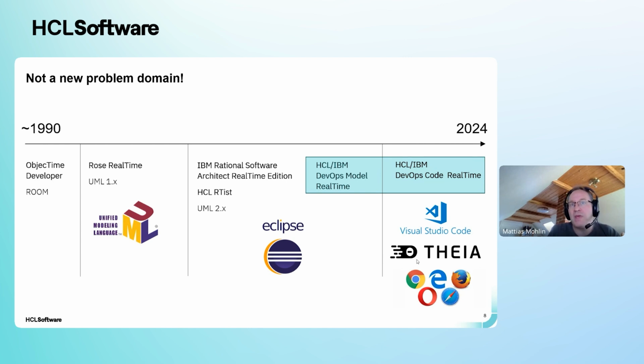And the big new thing in Code RealTime, as you can hear from its name, is that it's a more code-centric approach to solving this problem, while previous tools were a bit more model-centric. There is also a difference that while Model RealTime runs on Eclipse, Code RealTime runs on more modern IDEs such as Visual Studio Code, Eclipse Theia, or even as a standalone web application.